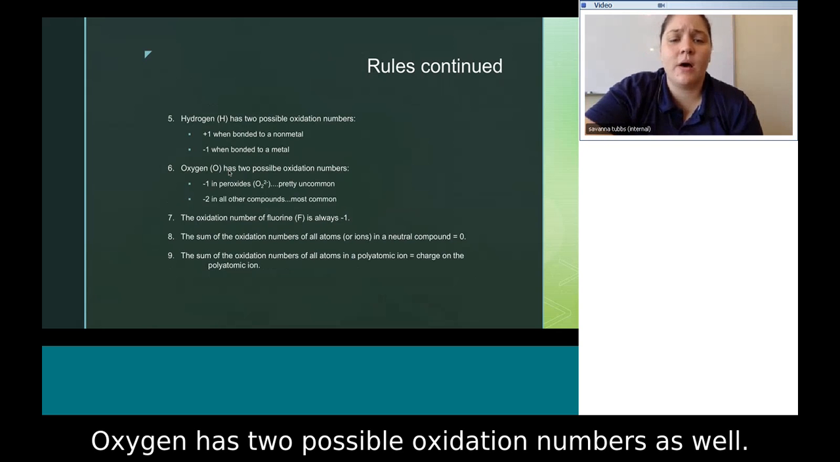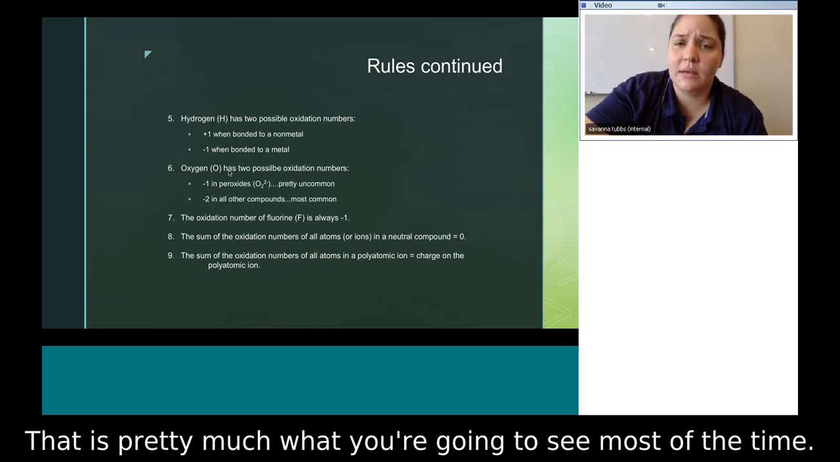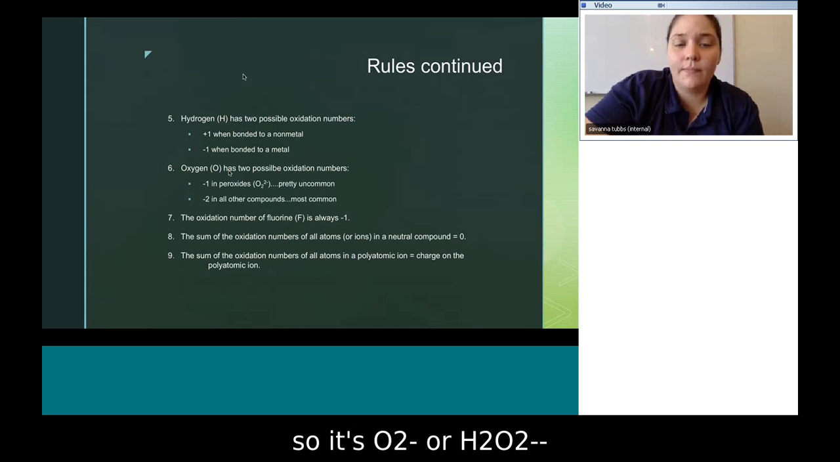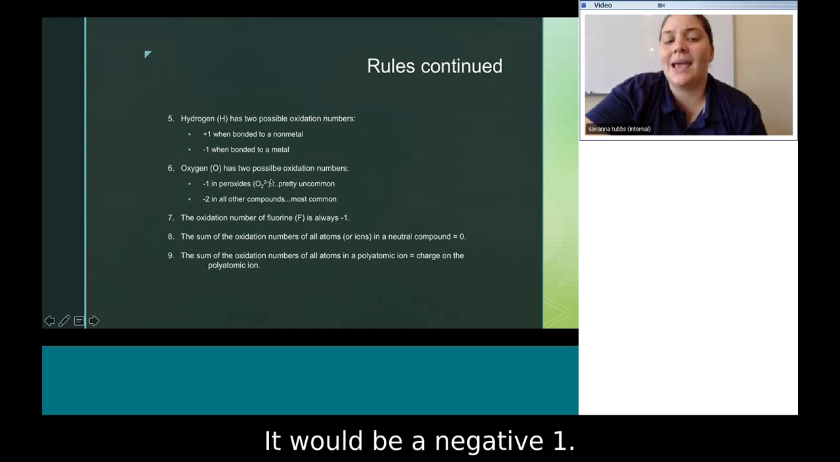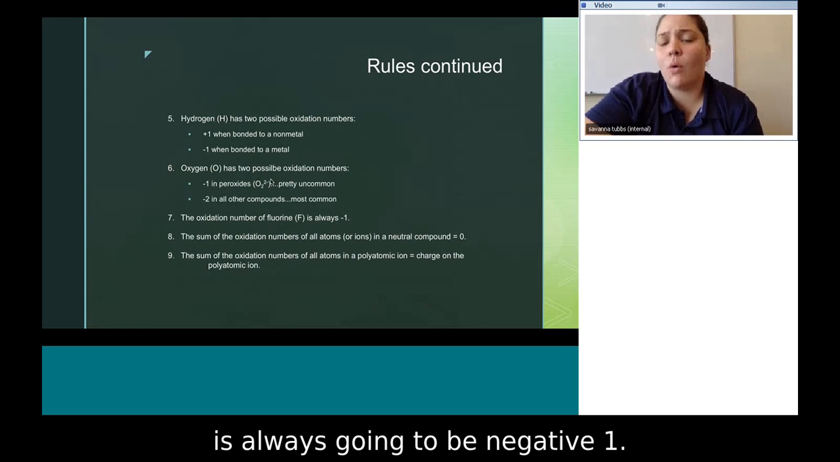Oxygen has 2 possible oxidation numbers as well. The most common is going to be -2. That is pretty much what you're going to see most of the time. However, if it's with a peroxide, so it's O2 2-, or H2O2, that is a peroxide, it would be a -1. Rule 7, the oxidation number for fluorine is always going to be -1.